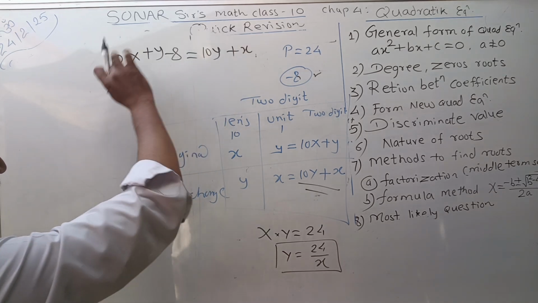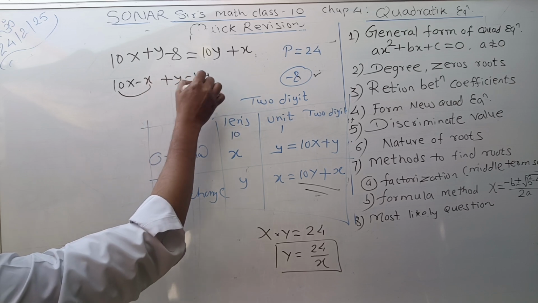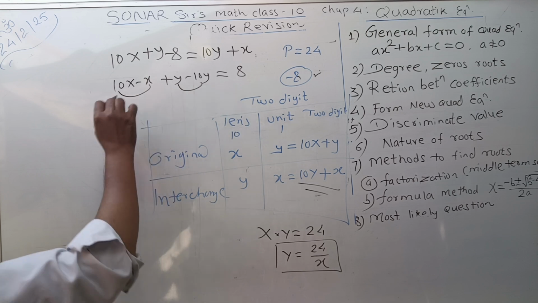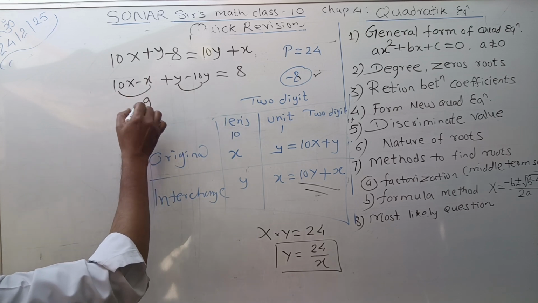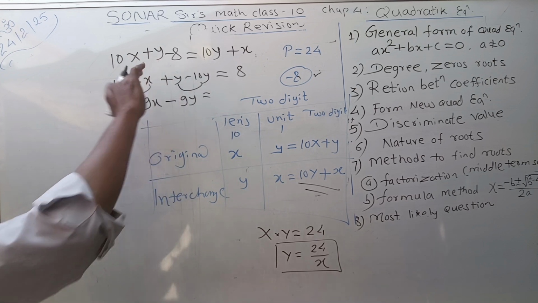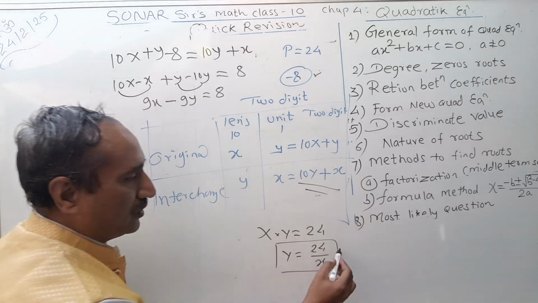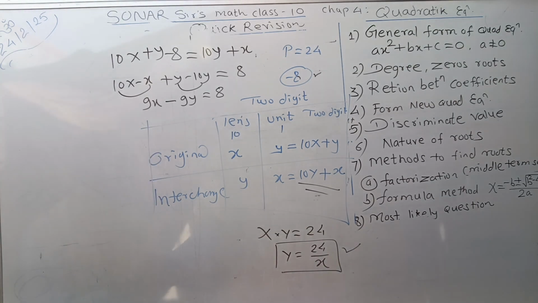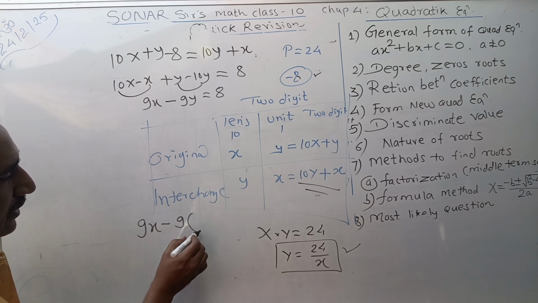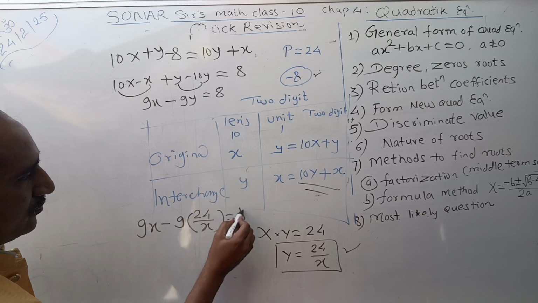Now 10x, this x we transfer, so 10x minus x plus y minus 10y, and this minus 8 on the right hand side becomes 8. Now we find that 10x minus x is 9x, minus 9y is equal to minus 8 plus 8 on this side. Now we'll make use of the value of y. What is y? y is 24 by x. So 9x minus 9, the value of y being 24 upon x, is equal to 8.